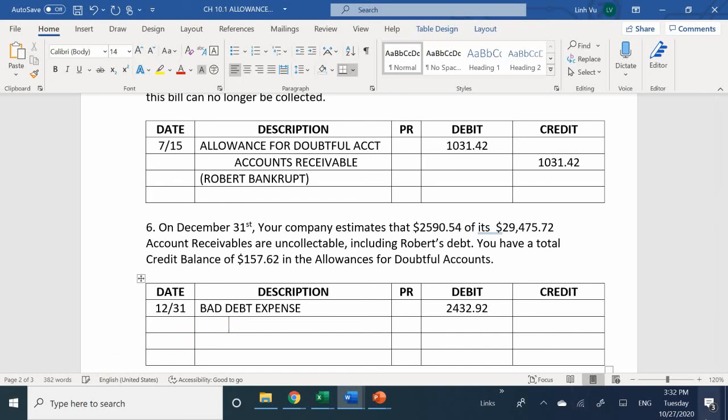Did that make all sense? That was a lot of numbers. I know. We'll see. All right, so here, allowance for doubtful accounts, for the same exact amount of 2,432.92. Okay.